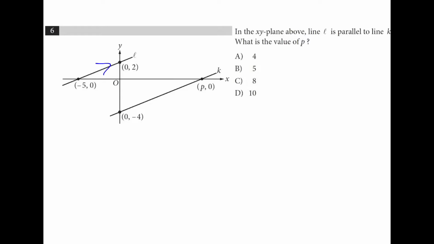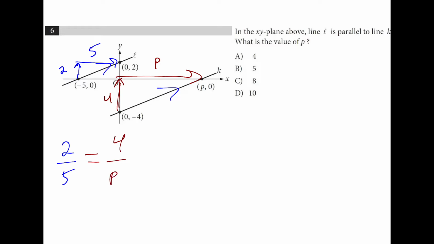Line L is parallel to line K. So if you look at rise over run for line L, we are rising 2 and running 5. The slope is 2/5. If you look at the next line, we are rising 4 and running an unknown amount, p. So the slope is 4 over p.